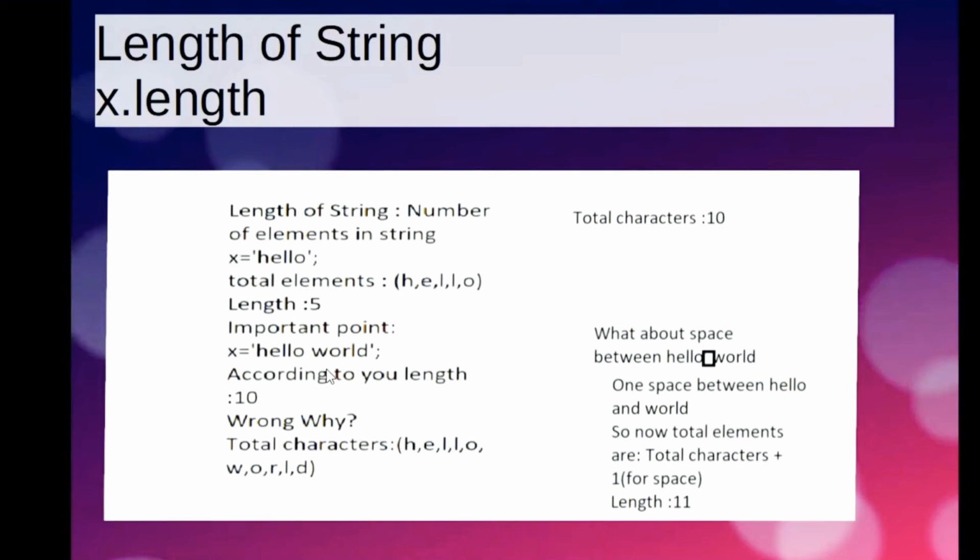Okay, so we have x is equal to hello world, and according to you, the length is 10. Wrong. Why? We have total characters like H, E, L, L, O and W, O, R, L, D. So we have 10 characters in it. But what about the space in between hello world? There is a space between hello and world that is also counted. There is one position also counted for our space. So we have to count this. One space means one index for that also. So we have in this case 10 plus 1, 11.